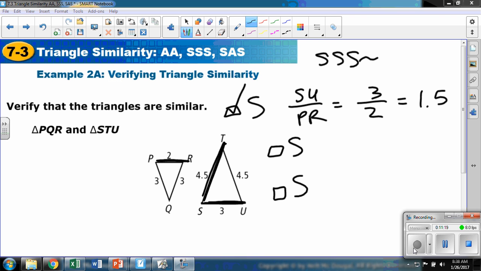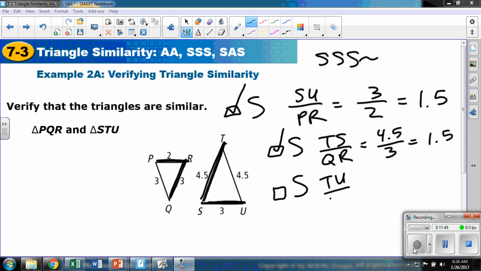TS matches up with, okay, I'm looking at this as a rotation. If we were to spin it 180 degrees, QR would match up. So 4.5 divided by 3, which is also 1.5. 1.5 matches 1.5, so that's still good. Third pair then, TU and QP, exact same numbers.